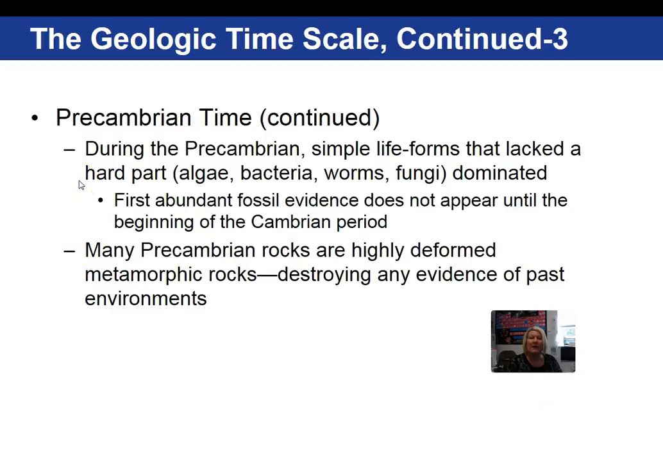As mentioned, the lack of fossils was a problem for the Precambrian and in understanding it. We did have life back then, but they were simple forms that lacked hard parts. So we had algae, bacteria, worms, fungi. It wasn't until the beginning of the Cambrian period, 542 million years ago, that the organisms had evolved to the point where they had skeletons and/or shells. Many of the Precambrian rocks are so old that they have been highly deformed. They have been metamorphosed, and that often destroys the fossil evidence.